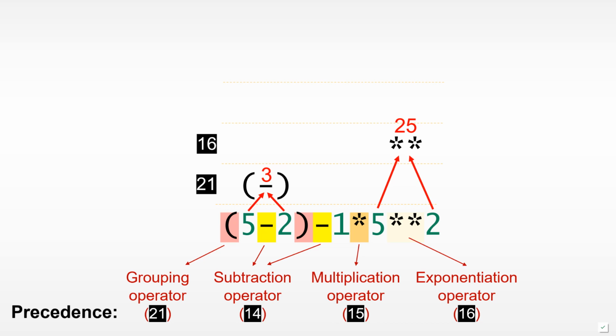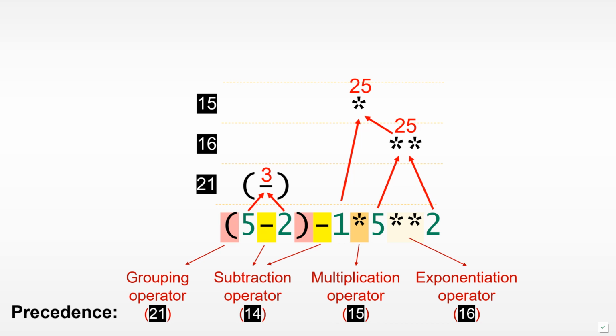Okay, so what comes next? Well, next comes the multiplication operator. This one is placed at number 15. We again have to ask ourselves what the operands would be. Well, the left operand would be 1, and the right operand would be, think about it, 25. This is the bit that we've already evaluated. 1 times 25 is equal to 25, so this would be the value that would be evaluated from this entire part of the expression.